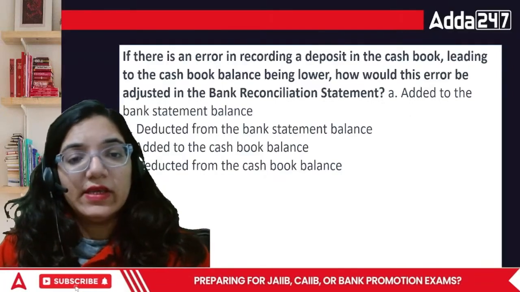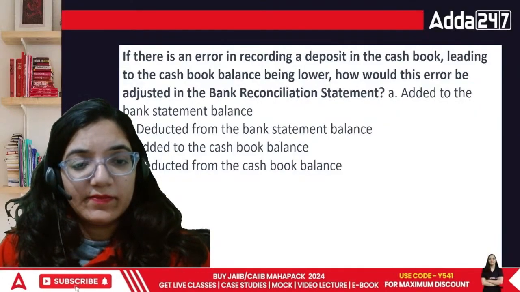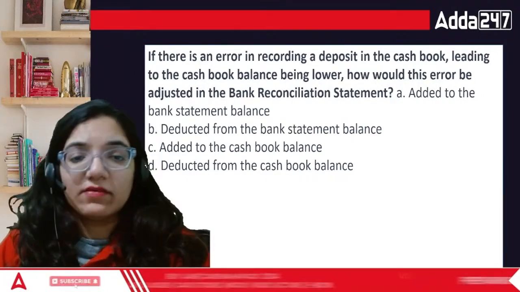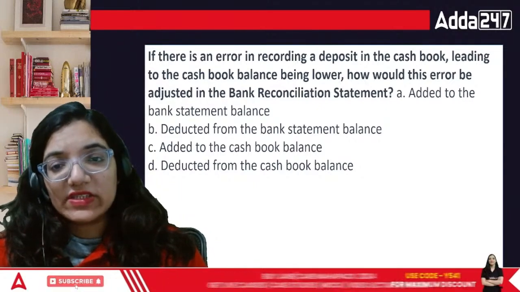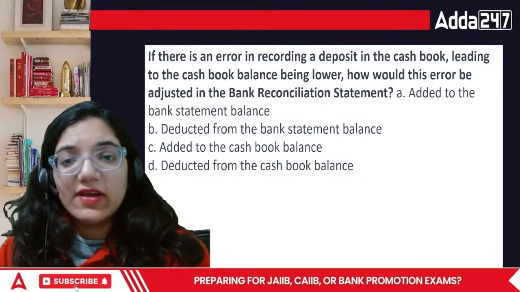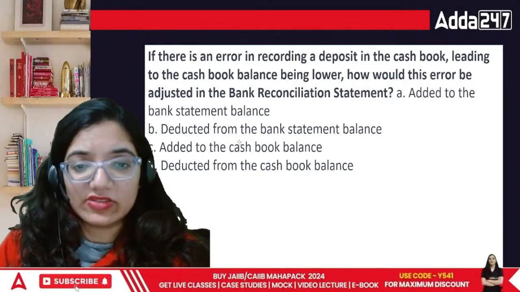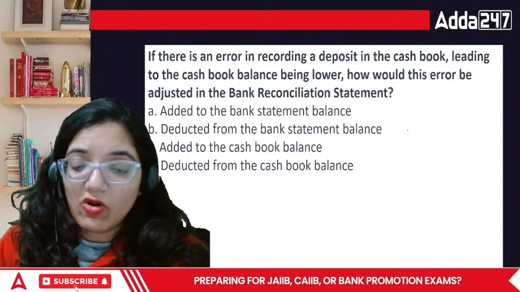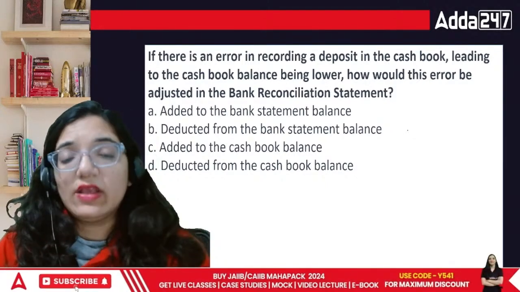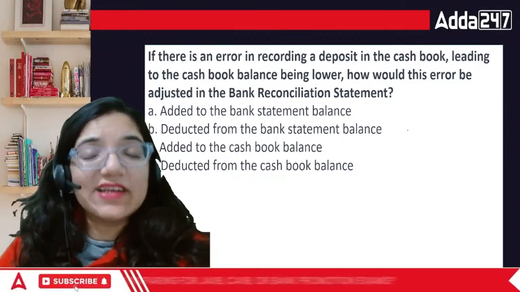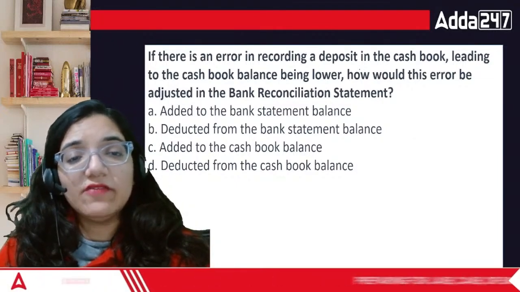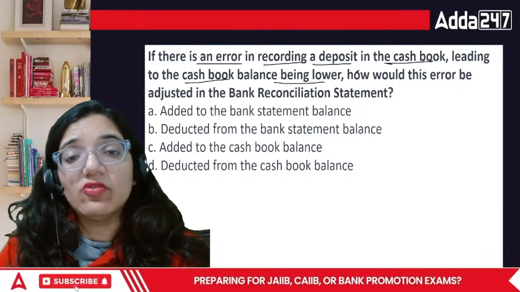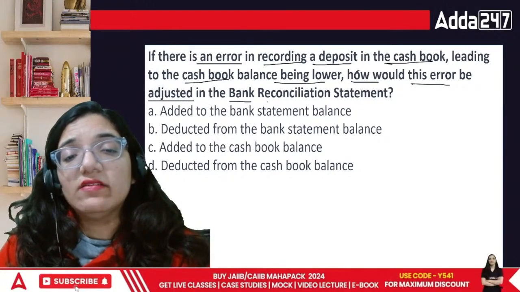Okay. Next question. In this case, there is an error in recording of the deposit in the cash book leading to the cash book balance being lower, and how would this error be shown in the bank reconciliation statement? Such kind of questions can be expected in the examination, as they have started asking questions on this basis. These questions are now given in such a way that they are giving you practical questions from the point of view of theory. If there is an error in recording the deposit in the cash book leading to the cash book balance being lower, how would this error be adjusted in the BRS?